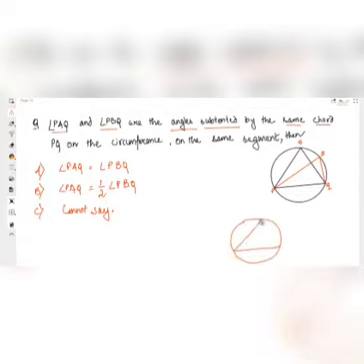Now this chord can subtend the angle at 2 different segments also, but here they are saying this is not the case. So here this particular chord subtends these two angles at the same segment. So when they do that, what is the relationship between this angle and this angle?